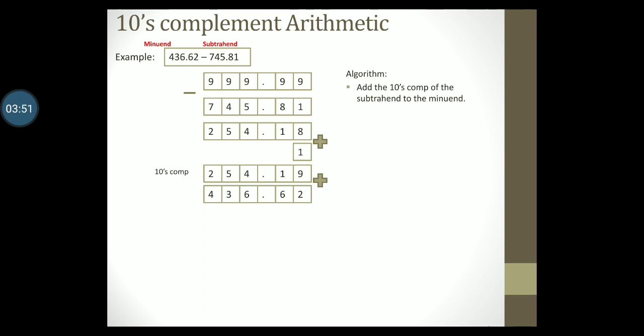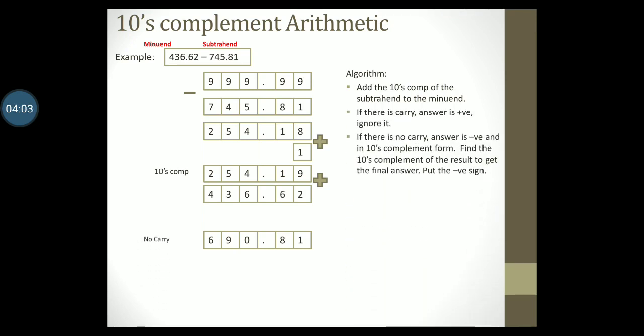So adding this using standard addition in decimal, we get the answer as 690.81. Note that there is no carry. The algorithm tells us if there is no carry, then the answer is negative and it is in tens complement form. You need to find the tens complement of this answer to get the correct answer in decimal.